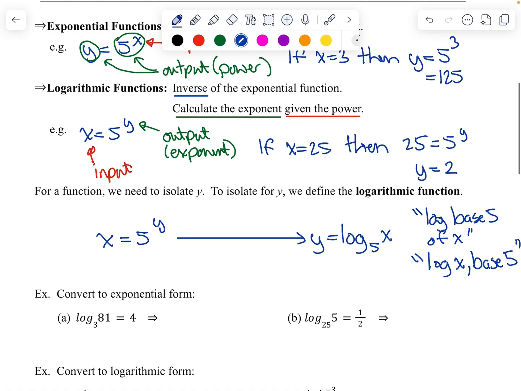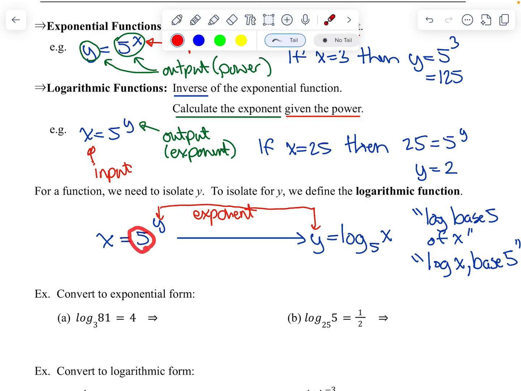If we notice where all the pieces move as we do this, notice that the output variable is the exponent. Well, that is now the answer here that has been isolated. So there is our exponent. We call this piece here the base of the power. This is also called the base of the logarithm. So the base still stays the same. The base of the power becomes the base of the logarithm.